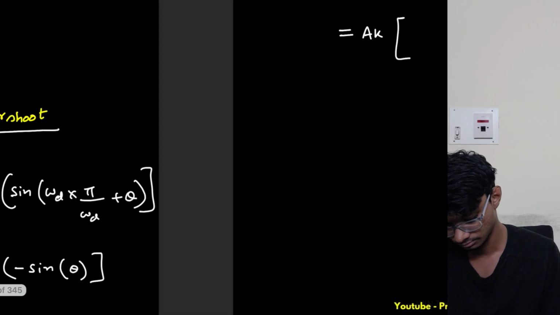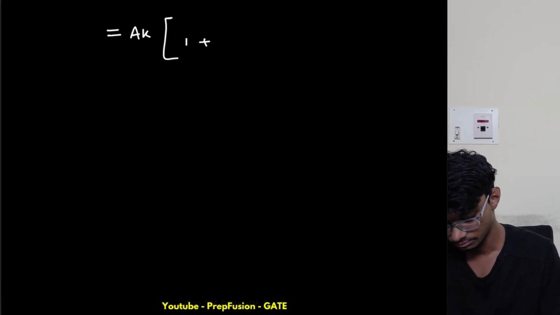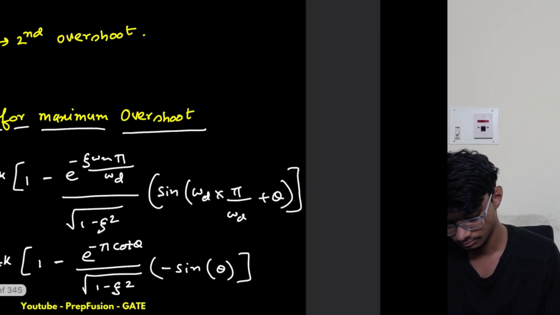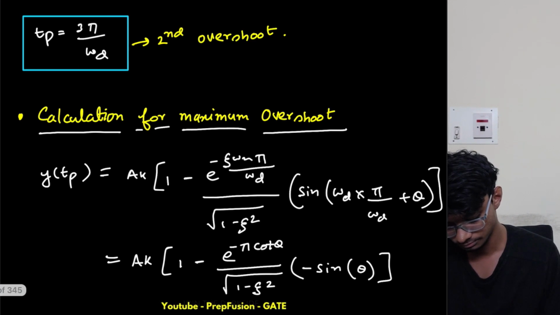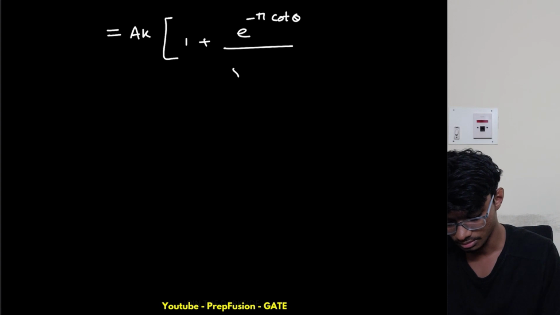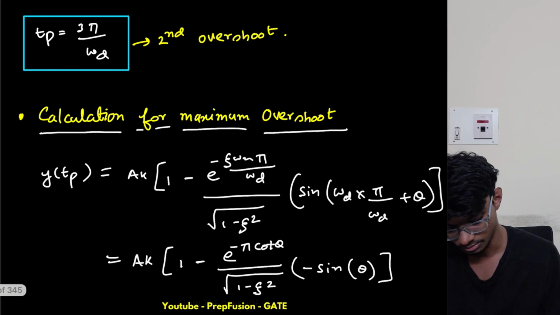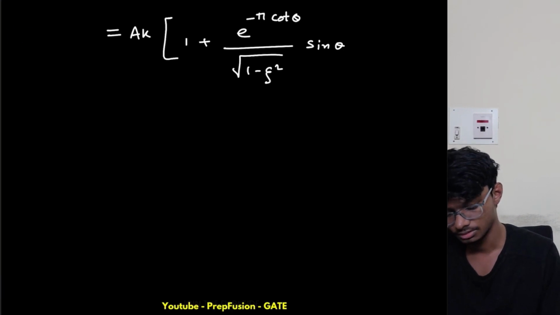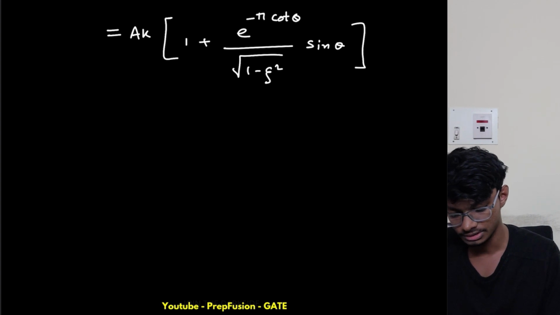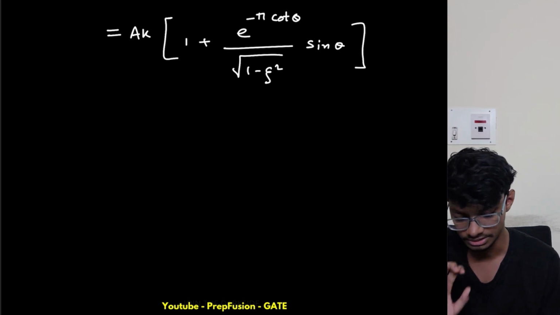Okay, so what is my AK equal to? AK equals 1 plus e raised to power minus pi cot theta over under root 1 minus zeta square, times sine theta. Okay, let me write this value, sine theta, right? Okay, so basically this is my answer.